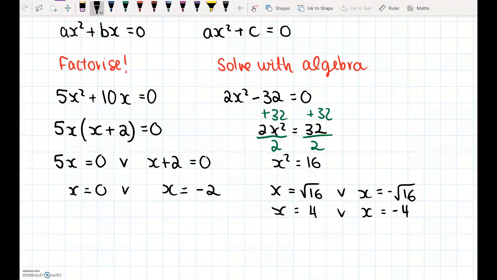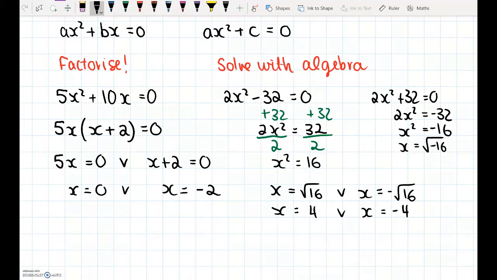Now, I mentioned back when I started writing this question that if it was plus 32 it wouldn't work, and I'm just going to show up the top here why this is the case. If we had 2x squared plus 32 is equal to 0, we would then get 2x squared equals negative 32, x squared equals negative 16, and x is equal to the square root of negative 16. And we know that this is not possible. There is no real answer to this. We can't do it.